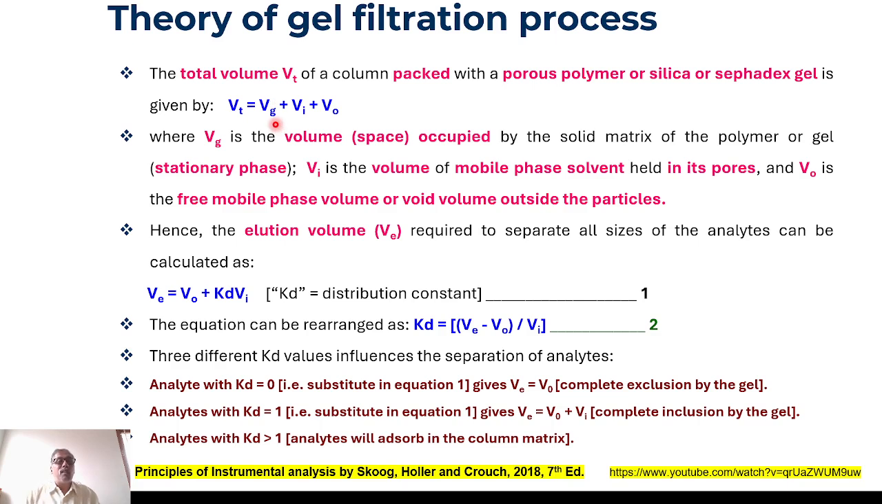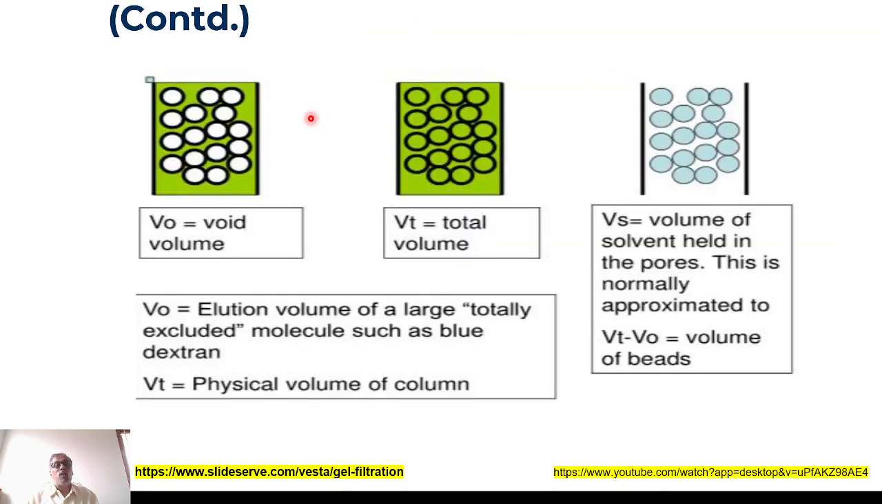So what is VG? It is the volume occupied by the stationary phase; G denotes gel. So it is the volume occupied by the gel beads, maybe Sephadex or Biogel or whatever it is. And Vi is the volume occupied by the mobile phase which is present inside the gel. Here you can see this is the Vi. So this is the volume of the mobile phase present inside the gel. So this is Vi, right?